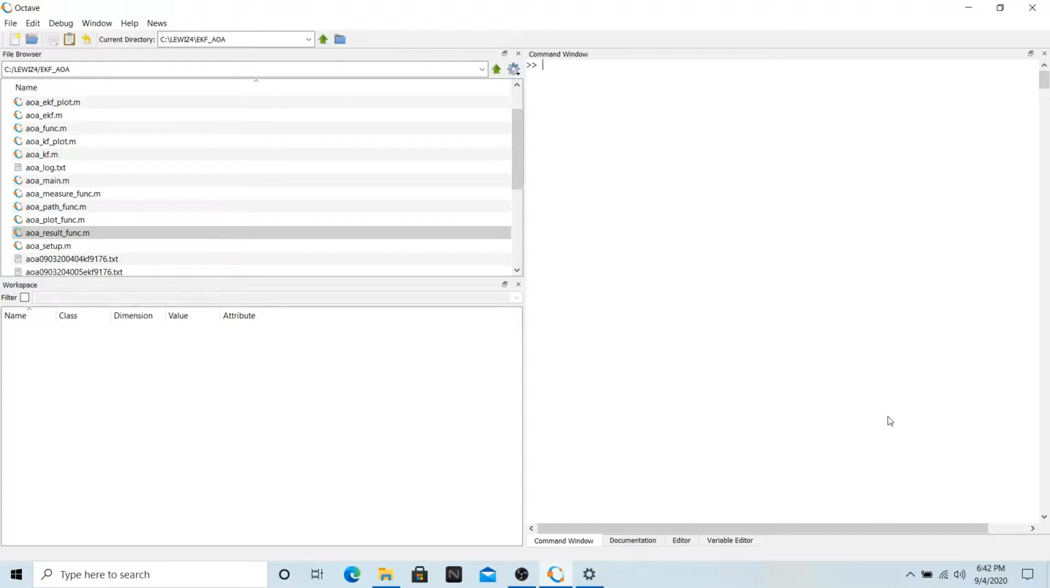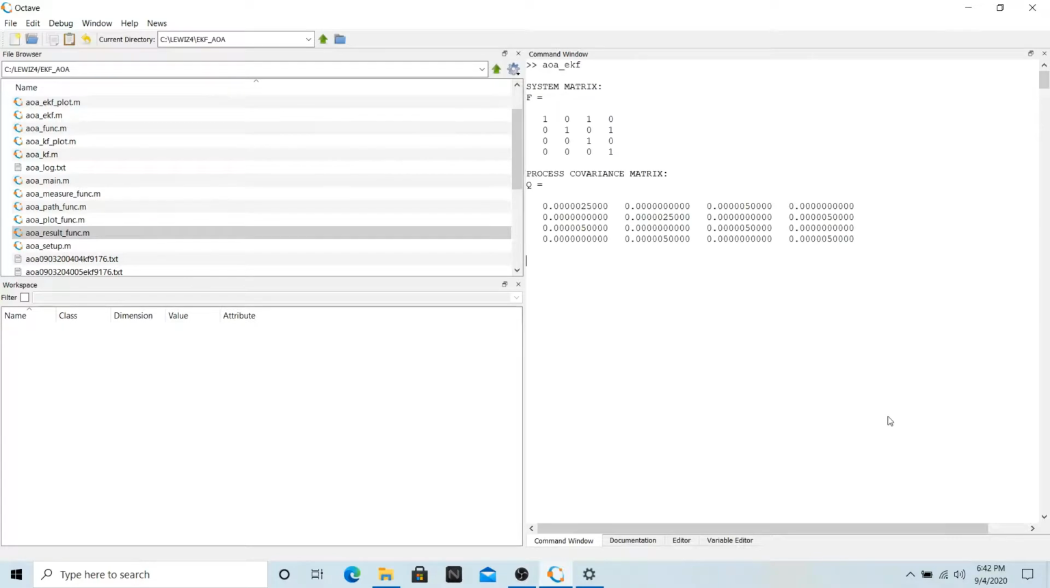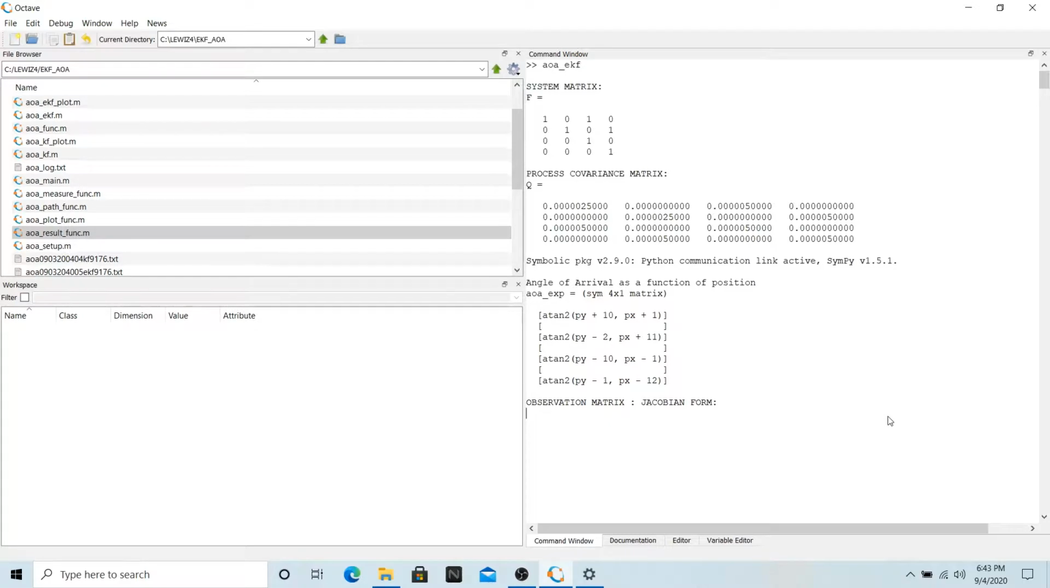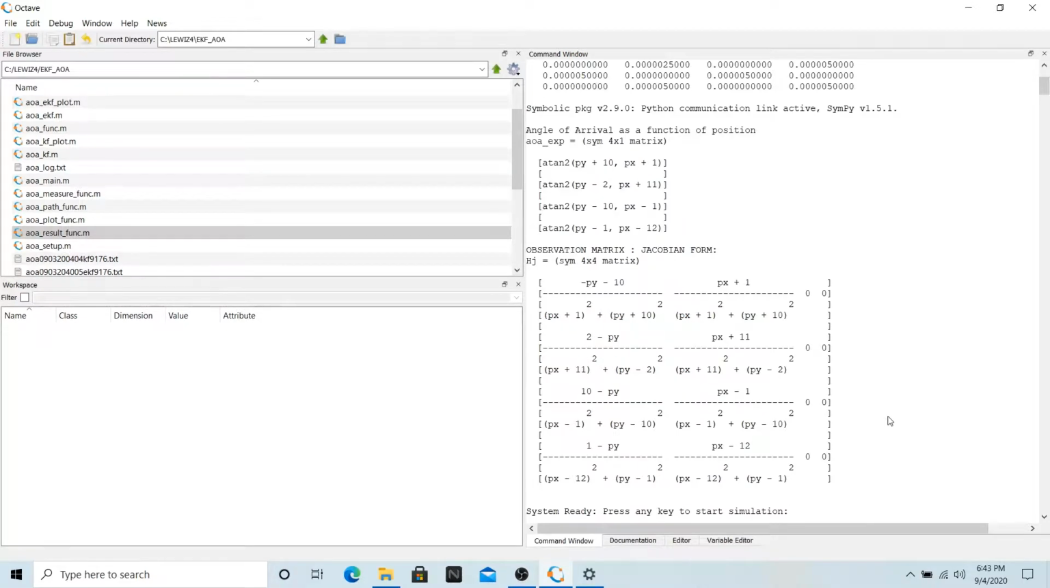Now we will run the simulation of the extended Kalman filter on AOA measurements. Again, the rest of the system configuration remains the same. However, in this case, we will be using the symbolic expressions for angle of arrival measurements as well as their partial derivative forms, which is in the form of the Jacobian matrix. These values need to be updated at each interval or iteration of the extended Kalman filter algorithm.